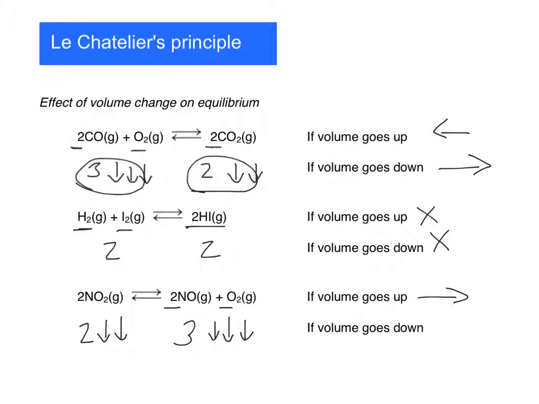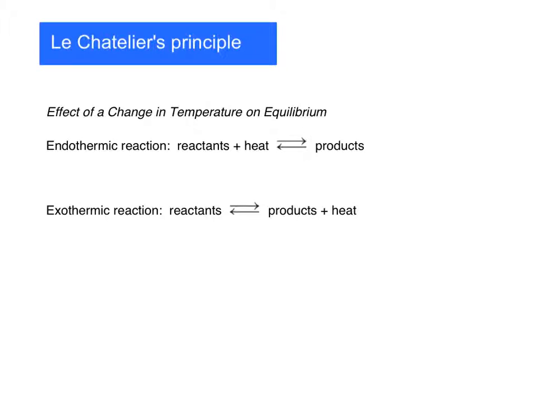And if our volume goes down, then our concentrations will go up on both sides, and that concentration change will be greatest in the products, and so as a result, we'll have to convert some of those products back to reactants to reestablish equilibrium. The last stress that we're going to talk about is a change in temperature.